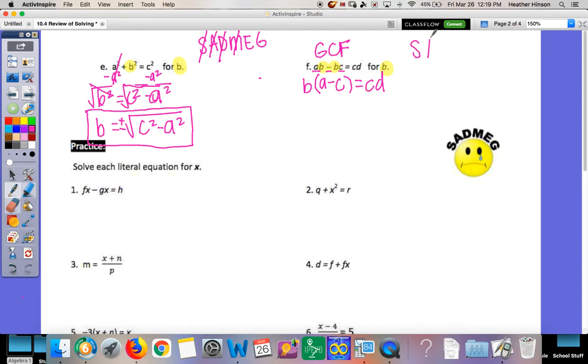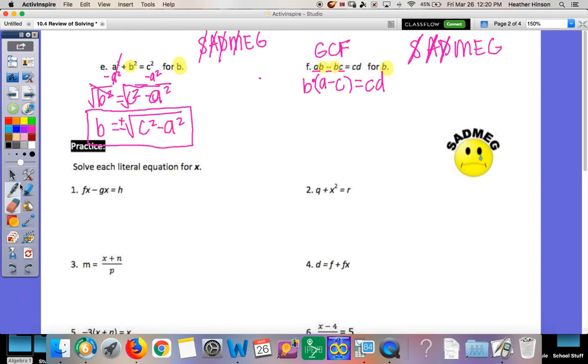Okay, then we do our Sad Meg. So do we have subtraction? Yes, but it's inside a grouping symbol. We're not to grouping symbols yet, so we can't do that yet. Does it have addition? No. Division? No. Multiplication? Yes, this is b times your whole parenthesis. Now, would you distribute this? No. If we distribute this out, we're just going to get ab minus bc. That's exactly what we started with. And we couldn't solve that.